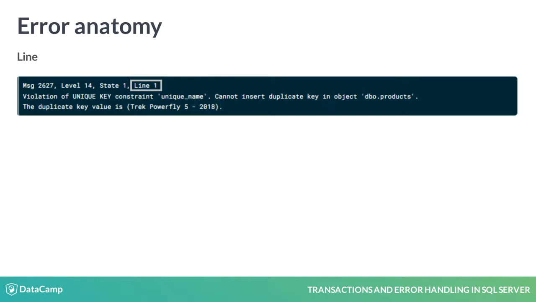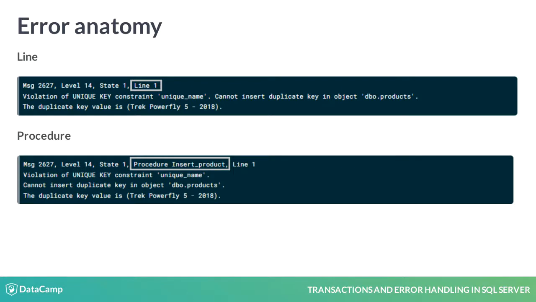The last value is the line. It indicates on which line the error occurred. Finally, if the error happened within a stored procedure or a trigger, you will receive this extra data, giving you the name of the stored procedure or the name of the trigger.